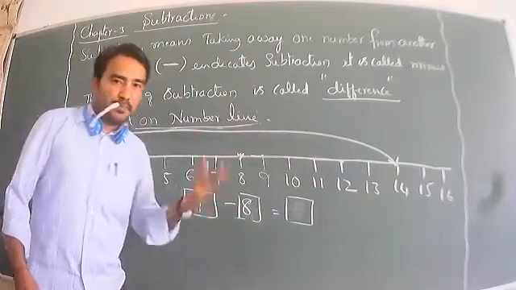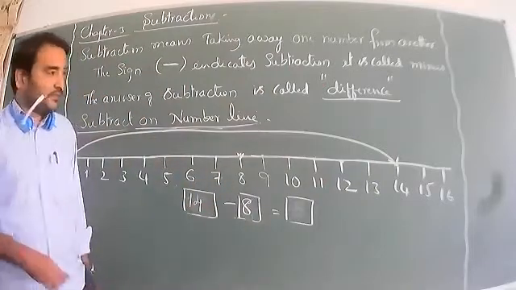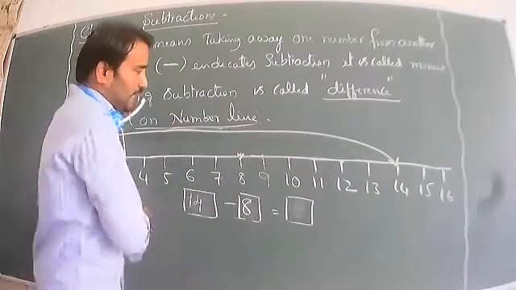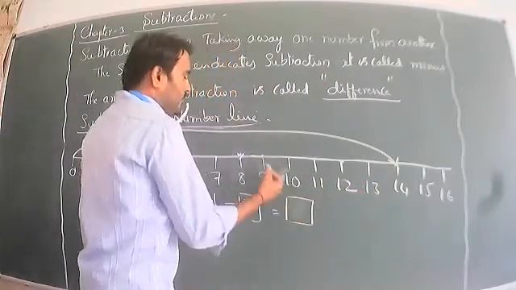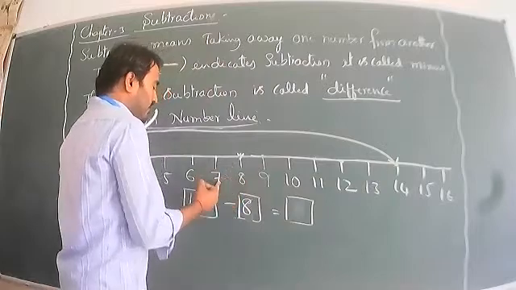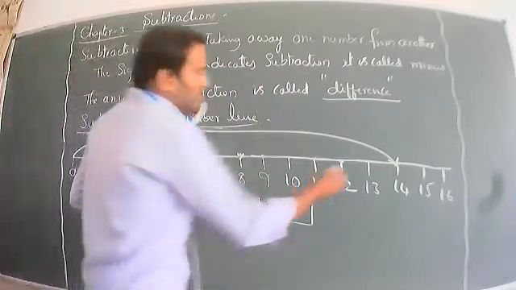Then we count back 8 places to find the answer. So we count 8: 1, 2, 3, 4, 5, 6, 7, 8. So how much is the answer? 6. Now write it.